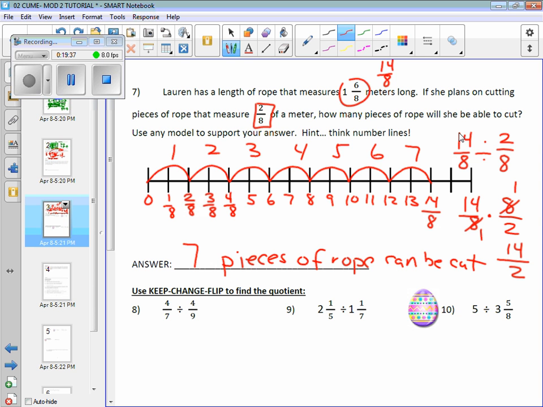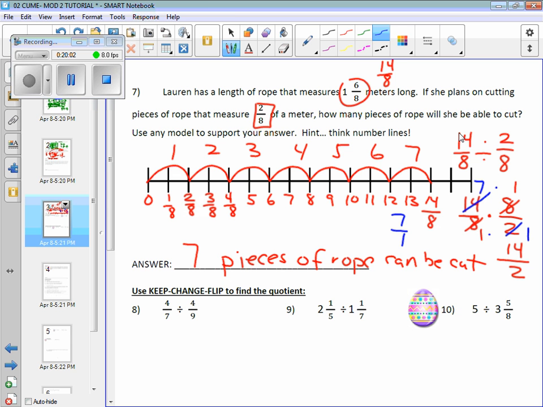Now what I didn't do, which I'm seeing now, if you wanted to make it even easier, you could cross-reduce your 2 and your 14. They're both divisible by 2. The 2 goes into 2 once. It goes into 14 7 times. When you do this, you don't have to reduce it at all. You got 7 times 1, which is 7. 1 times 1, which is 1. And 7/1 is the same as 7.